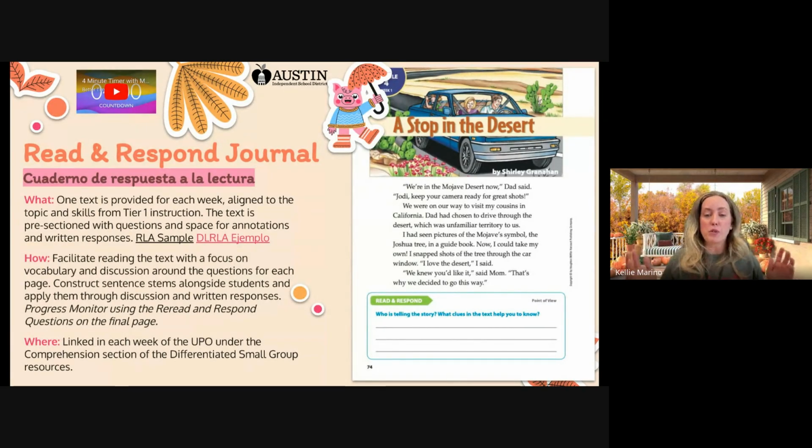Now, where is this resource? This resource is linked in each week of the UPO under the Comprehension section of the Differentiated Small Group Resources. So this might be a resource that you use with some of your students during Tier 1, but during Tier 2 and 3 for interventions, we are purposefully, strategically using this resource. Because remember, during differentiation, it's a come and go. It's a flexible group, but this is purposeful, strategic usage.